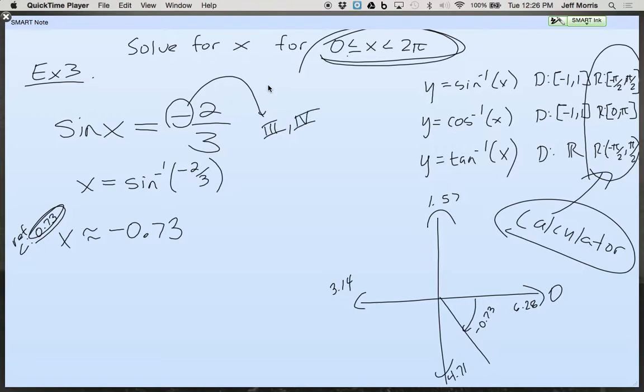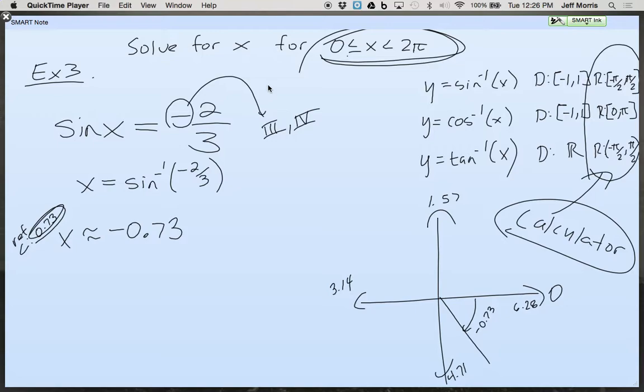Now some of you are already saying, well, wait a second, that was quadrant 4. You're right, good job. But it might not be the quadrant 4 answer you want, because there's an infinite number of quadrant 4 answers. You got to give me the one I want. You got to give the AP exam the one they want. So I want the quadrant 4 answer that's between 0 to 2 pi.